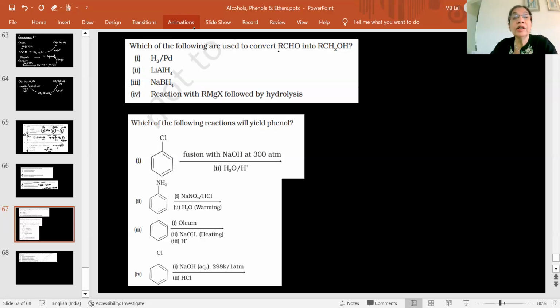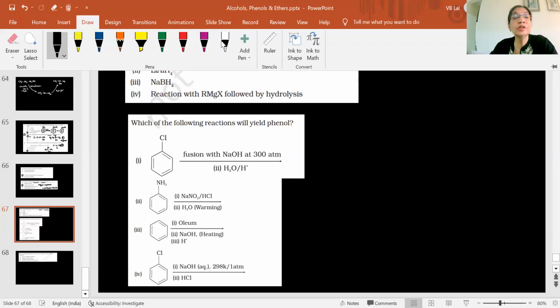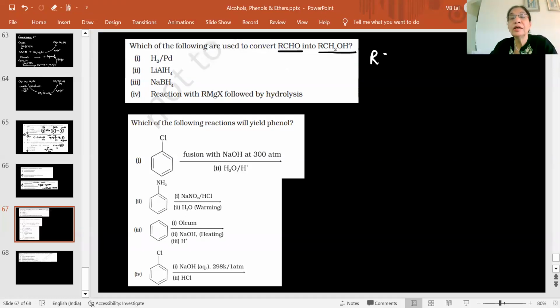You can convert RCHO to RCH2OH. What is RCHO? RCHO is an aldehyde, right? So we have to reduce it. R, C, H and double bond O. If I reduce it, what will it become? RCH2OH, right? So I have to use a reducing agent. Which of these can reduce it?